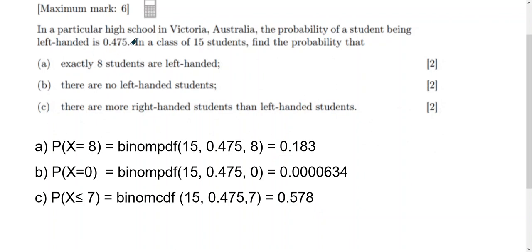Sometimes the probability would be given as a percentage. Remember that you have to convert this. For example, this could have been given to you: the probability of a student being left-handed is 47.5%. Remember, in that case, you have to convert the percentage into decimals because of the way the calculator is programmed to solve these kinds of questions. So for all questions where the probability is given as a percentage, remember to convert them into decimals, right?